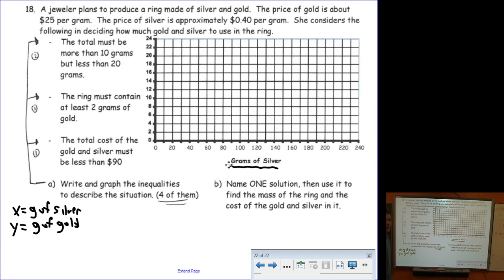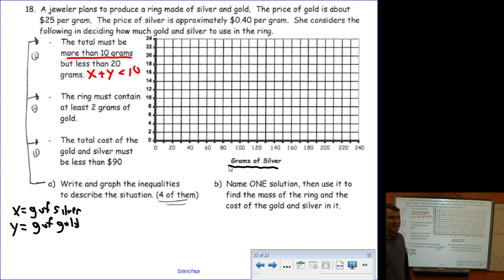And there are 4 restrictions to this ring, and I color-coded it, and I can't remember what color I used for each one. I guess I could look, but it doesn't really matter. Here's one of my restrictions. The total must be more than 10 grams. So the grams of silver plus the grams of gold need to be less than 10.